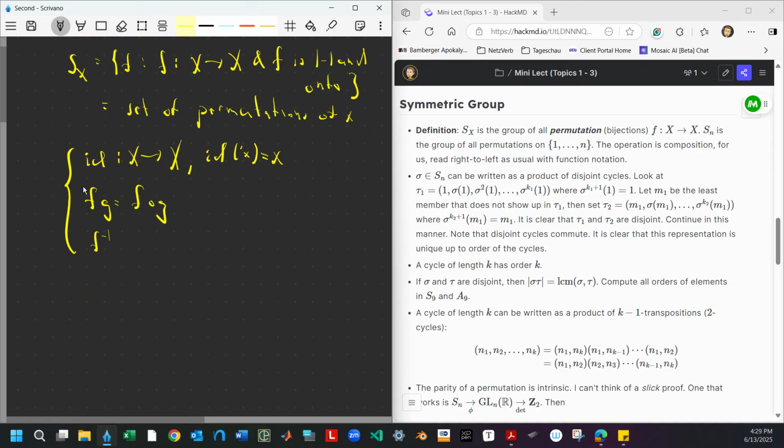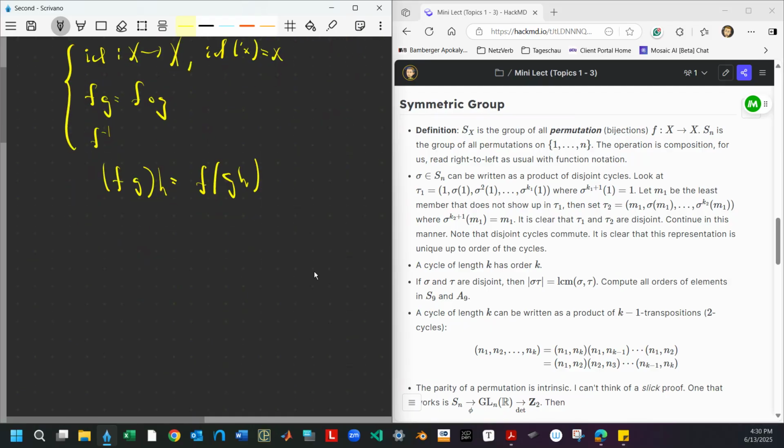Anyway, this is a group, right? Because if I take two bijections and I compose them, I get a bijection. And of course, function composition is associative. It's definitely not commutative, right? But it is associative, and let's just make sure we understand that. So I want to say (fg)h is supposed to be f(gh), right? That's part of what we need to show here.